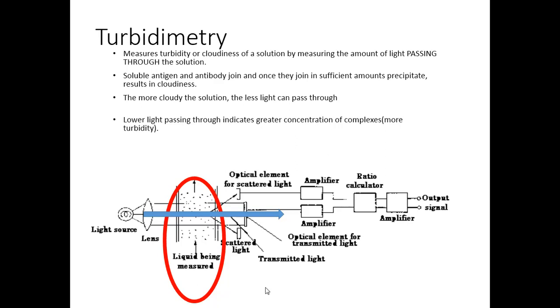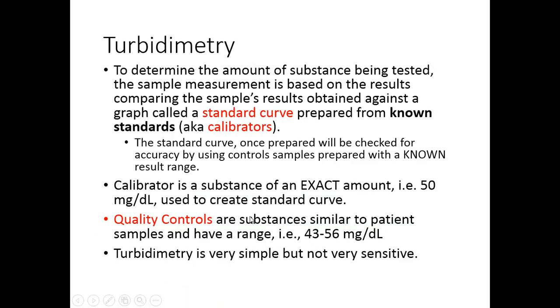So we capture the amount with a receiver on the other end, and then we're going to, as I said, use a standard curve. So what do we do? To determine the amount of the substance that is being detected, we're going to compare the sample results that we get, how much light passed through, on a graph called a standard curve. And I don't know if you've done one before.